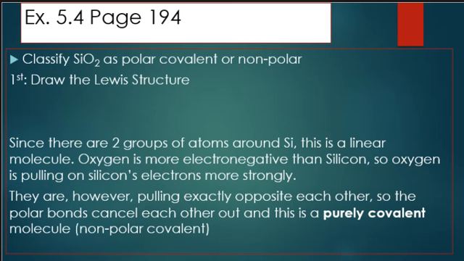Let's try this one. Classify SiO2, that's silicon dioxide, as polar covalent or nonpolar. First thing you're going to do is draw the Lewis structure. What do you think is in the middle? I'll give you a hint. When there's two of something, they're probably not in the middle. Okay, so the thing that's by itself. Remember we talked about that last time? The video we had about Lewis structures made easy said put the one that's by itself in the middle. I like that.